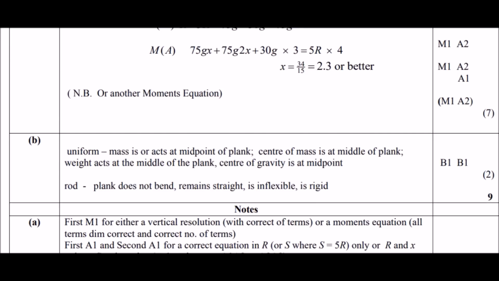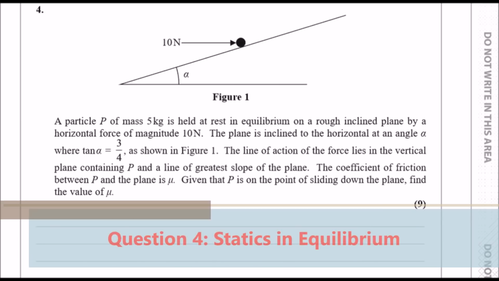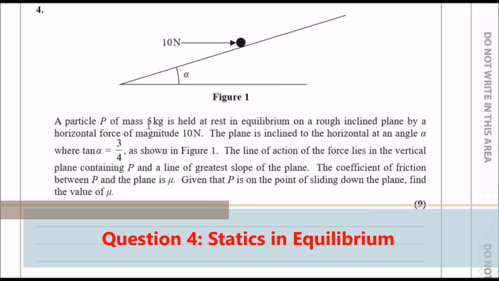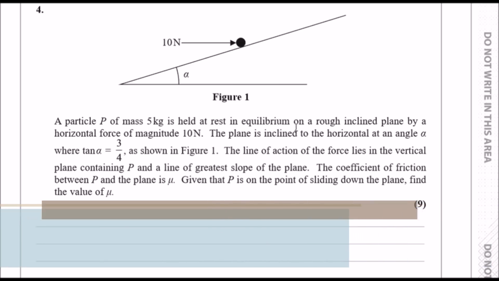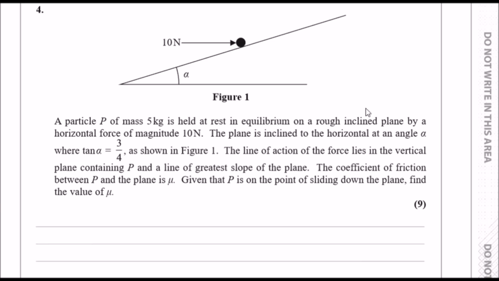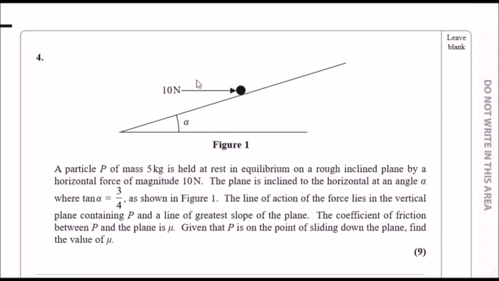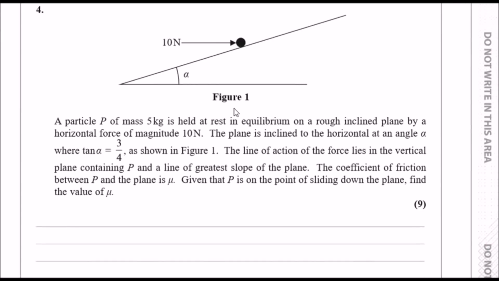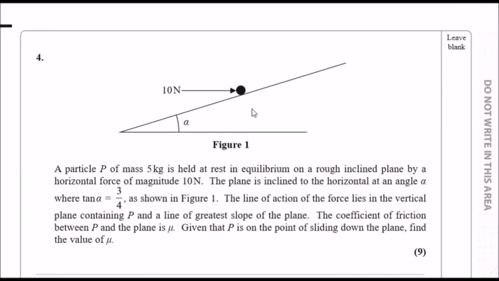So let's move on to the next one. It says that a particle P of mass 5 kg is held at rest in equilibrium on a rough inclined plane by a horizontal force of 10. So here we go, and here is a rough inclined plane. Just to make it clear, when it's rough, this means there must be some sort of friction happening towards the ground. So we can call this coefficient of friction mu. Okay, that is the value between 0 and 1, relating how much friction there is.